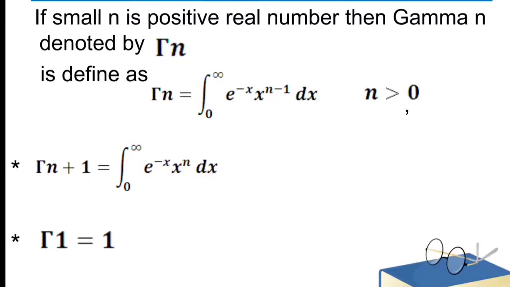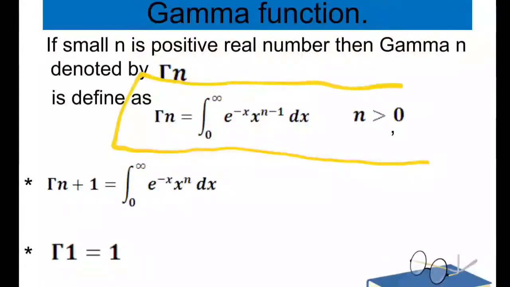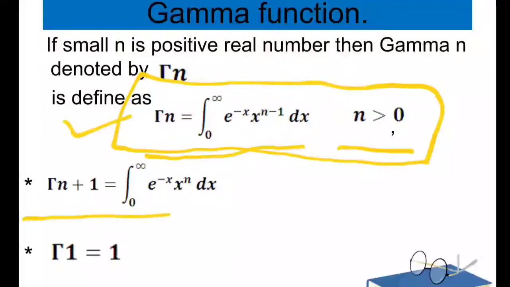So now we start the revision of beta and gamma function. First we see gamma function. As you know, the definition of gamma function is gamma of n is equal to integral 0 to infinity e raised to the power minus x, x raised to the power n minus 1 dx. This is the definition of gamma function, and here n is greater than 0. That means we are finding gamma for positive values. And here if we replace n by n plus 1, then we get this second definition.